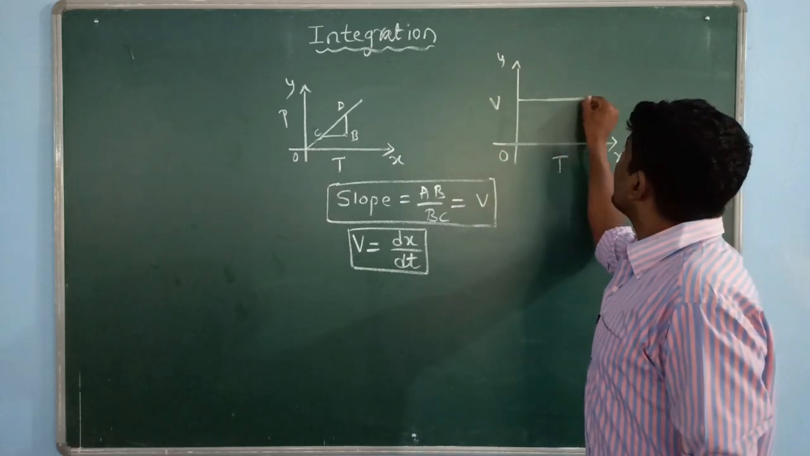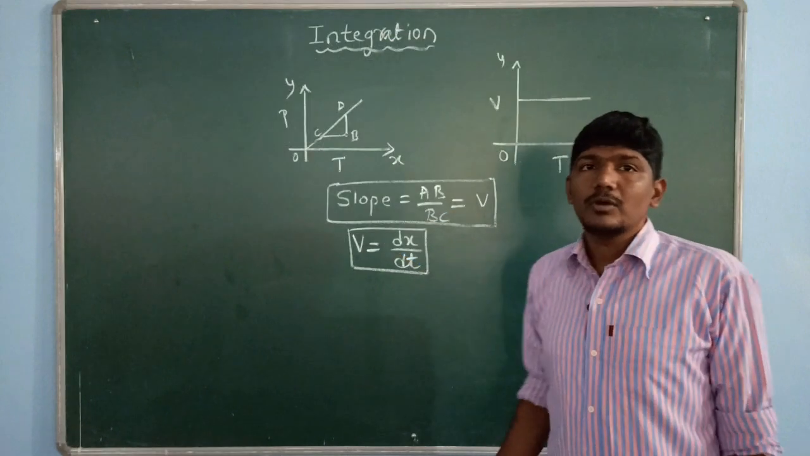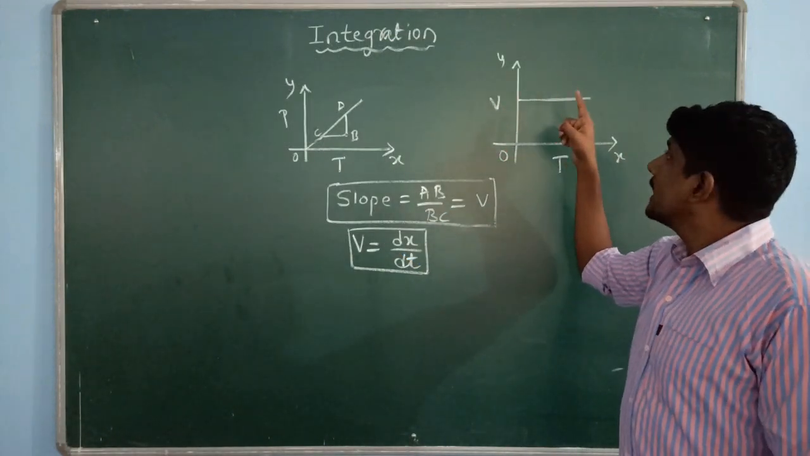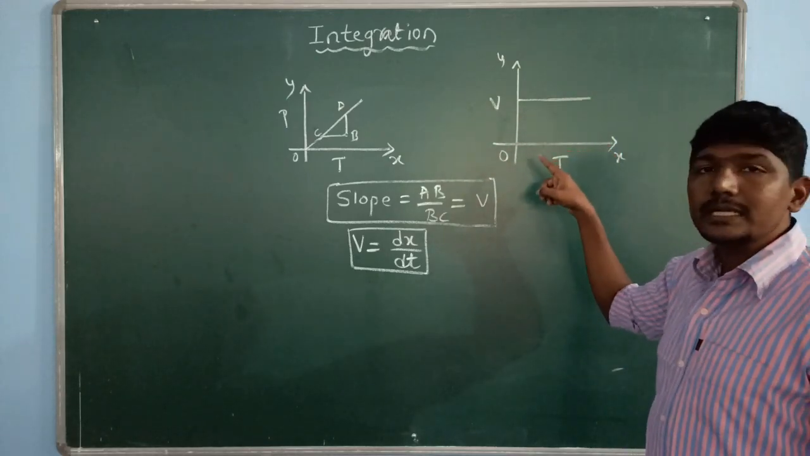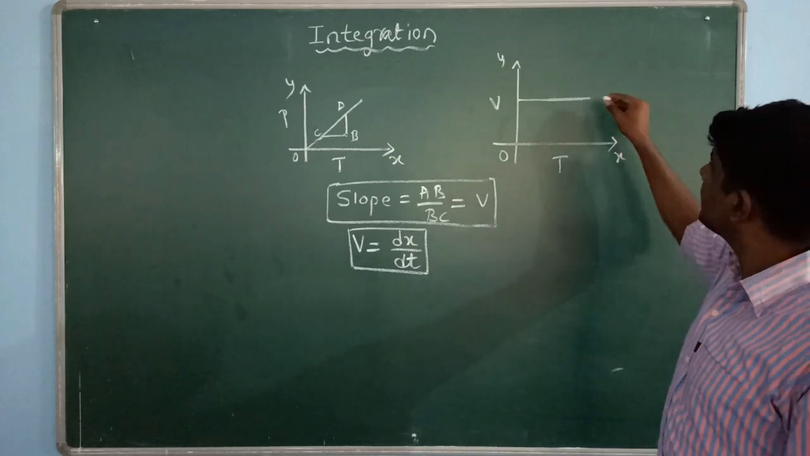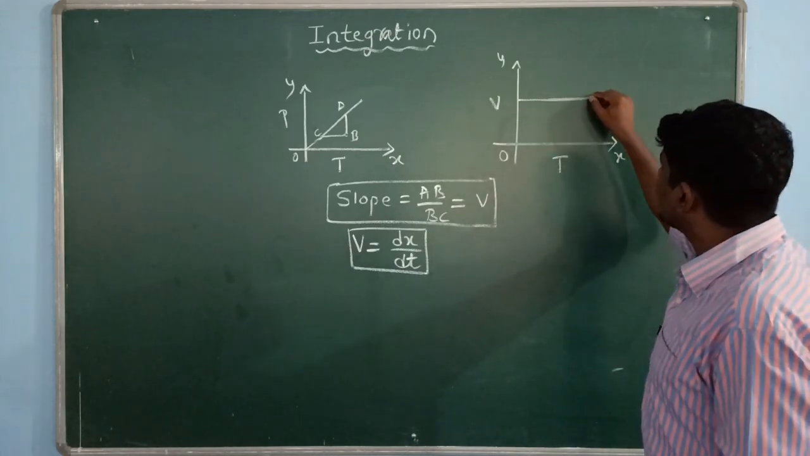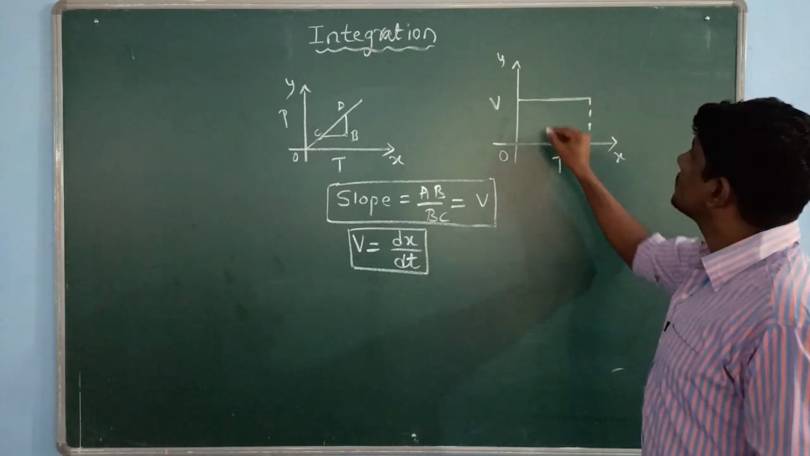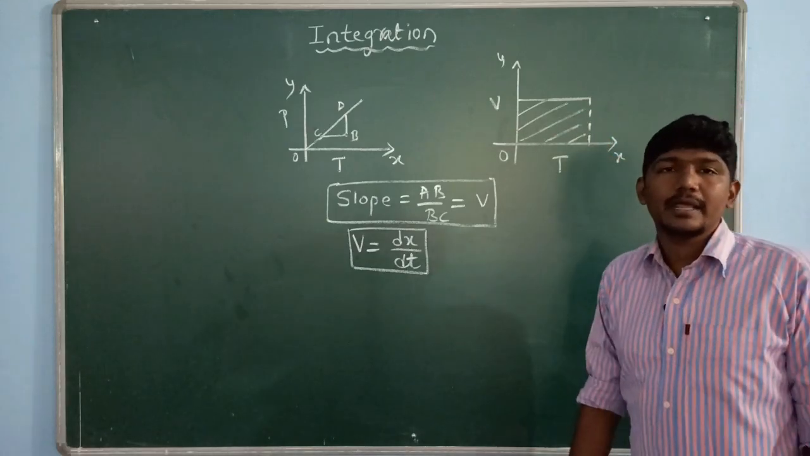We know one more property from the first chapter. Actually, it is from the third chapter. What is that property? A property of the VT graph. The area under the VT graph gives displacement. So to get the area under this particular VT graph, what do we do? We draw a dashed line like this, and find the area of this rectangle.